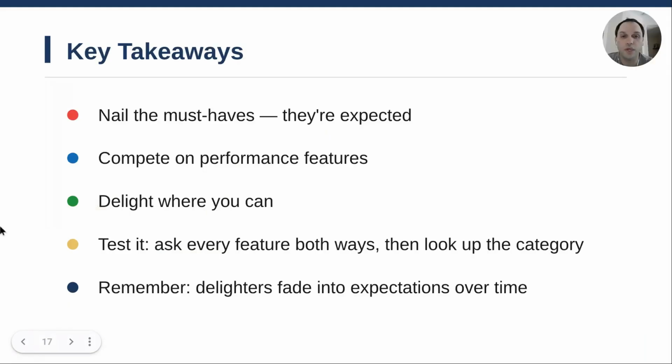5 things to walk away with. Nail your must-haves because they're simply expected. Compete on your performance features. Delight customers wherever you can. To find out which is which, test it. Ask every feature both ways, then look up the category. And remember that delighters don't last forever. Today's surprise becomes tomorrow's expectation. Get that rhythm right, and you'll always know what's worth building next.